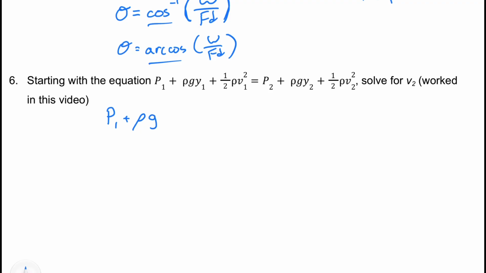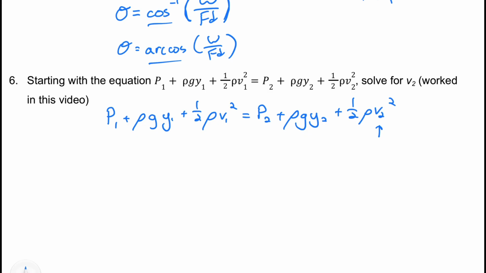And that's why it looks like a P, but it also looks like an oar that you would row with on a boat. So rho g y1 plus 1/2 rho v1 squared equals P2 plus rho g y2 plus 1/2 rho v2 squared. And then just to make this as annoying as possible, I'm asking you to solve for v2, which is trapped over here.